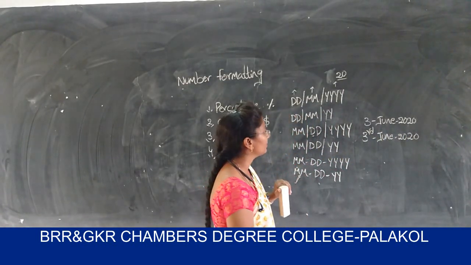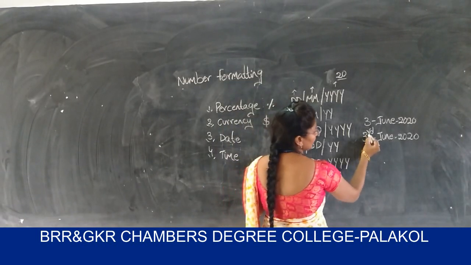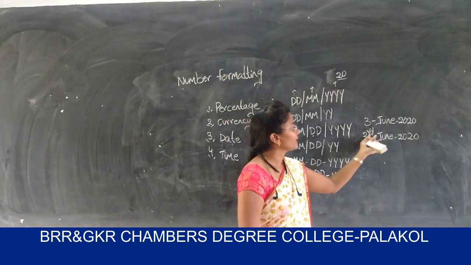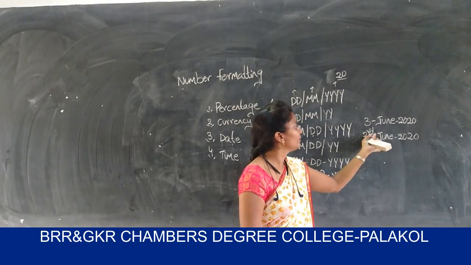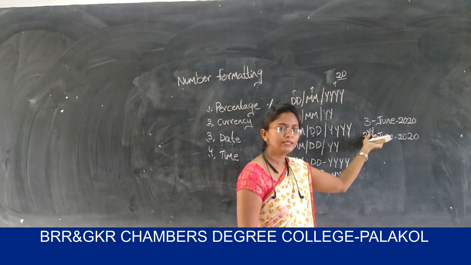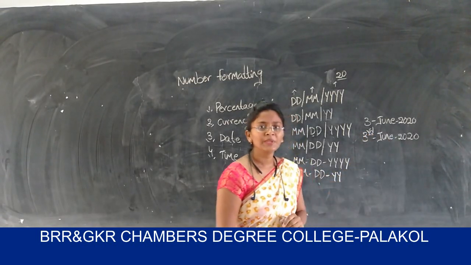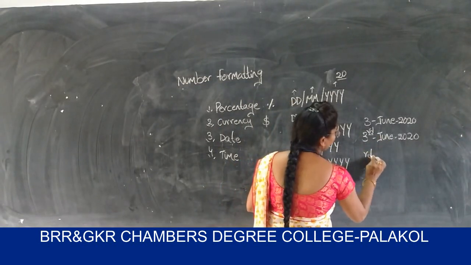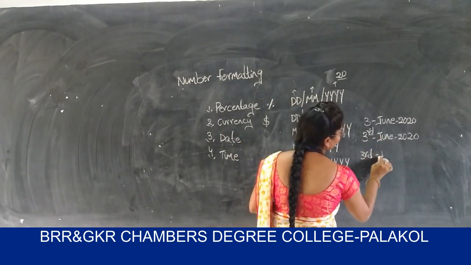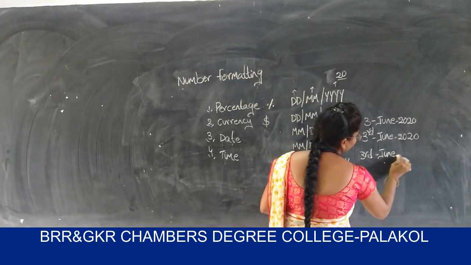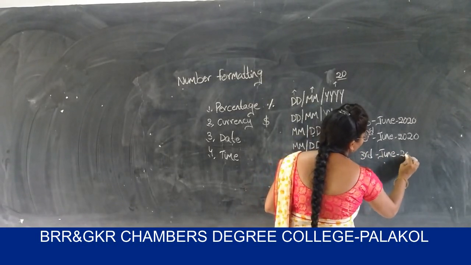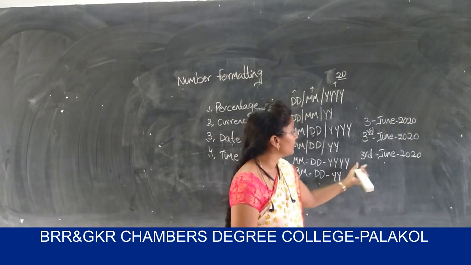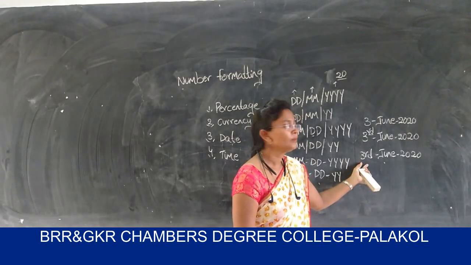Why won't it understand? Because here I am adding some RD. It will take the RD as letters only. That means the Excel sheet categorizes this RD as alphabets. 3RD June 2020 will be categorized in this format. This is the wrong format.